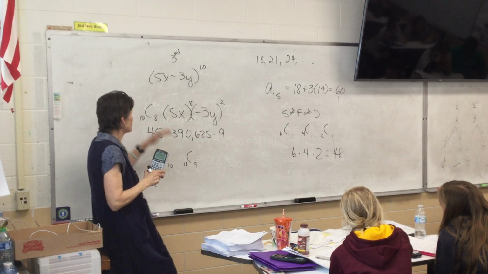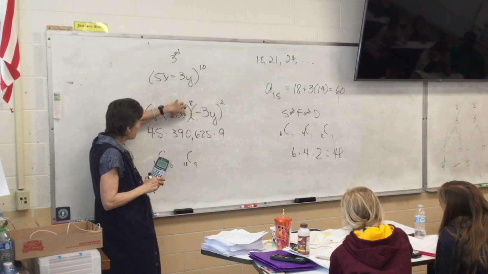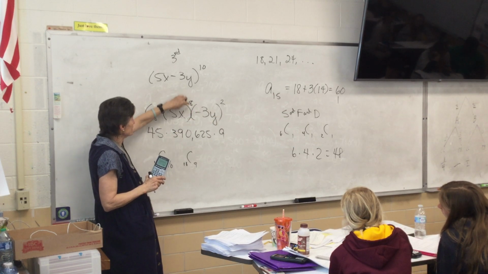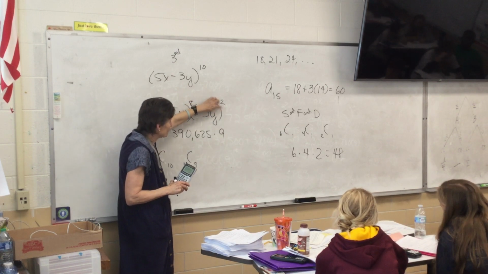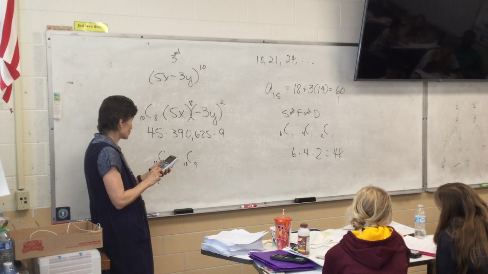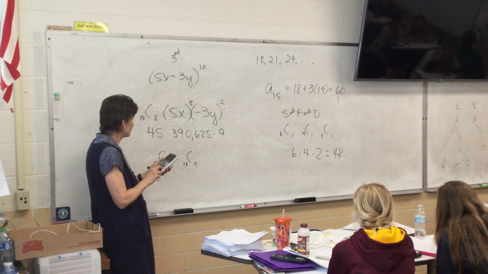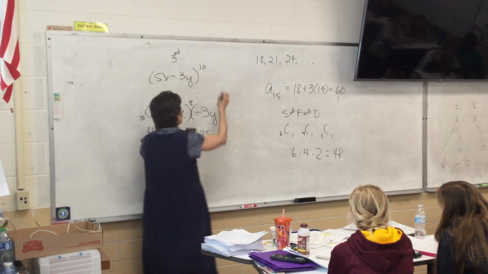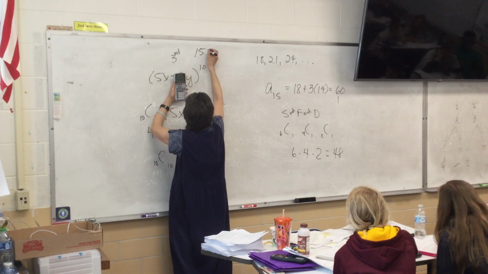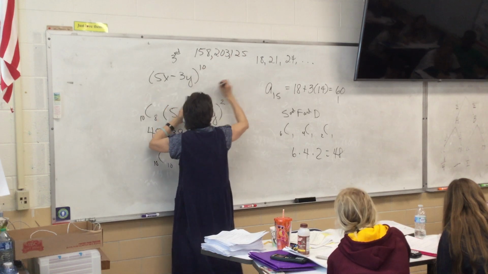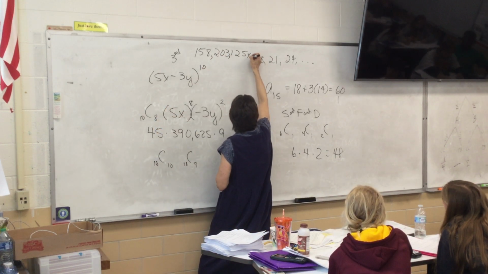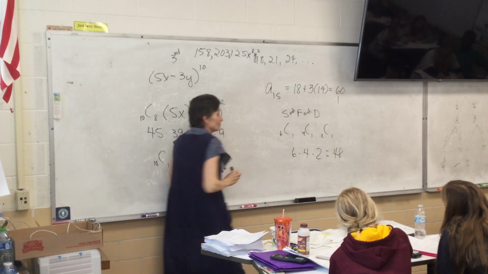Remember, when you set this up, everything in that parentheses gets that power. So you have a 5 to the 8th and a -3 squared. So, the final answer is 158,203,125, x to the 8th, y to the 2nd.